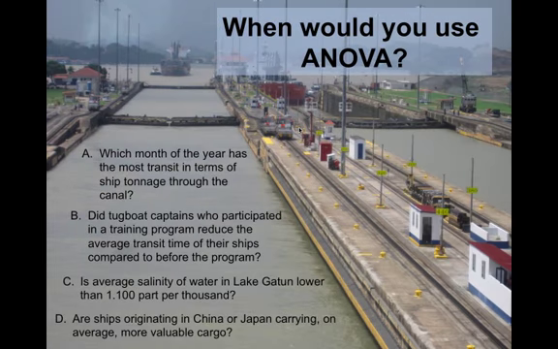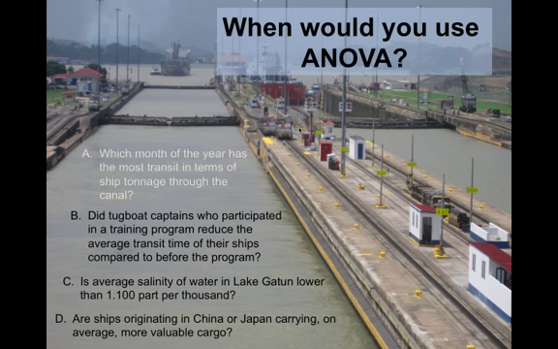Returning to our questions, in which of these 4 cases would you use analysis of variance? Well, if you answered A, you're correct. Which month of the year has the most transit in terms of the ship tonnage through the canal? The dependent variable, ship tonnage, is a ratio variable, so analysis of variance is appropriate. Month of the year is the independent variable, and it has 12 levels to it, which is clearly more than 2, so we wouldn't want to use a t-test. Hence, analysis of variance would be the test you would use to answer the question, which month of the year has the most transit in terms of ship tonnage through the canal?